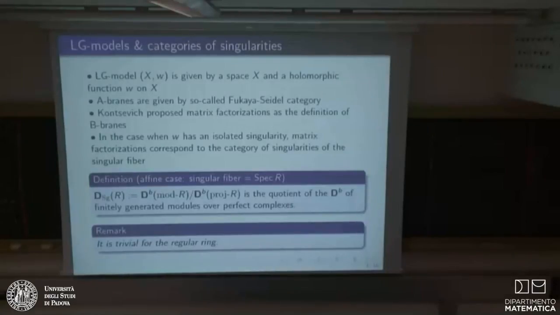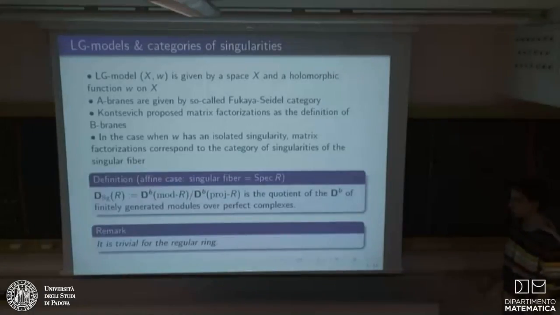This definition also exists in the non-affine case. Then it is the bounded derived category of coherent sheaves on the variety, factorized over complexes locally quasi-isomorphic to locally trivial sheaves. And this category is called the category of singularities. It was defined by Orlov, and it is called in such a way because it measures singularities of the variety.